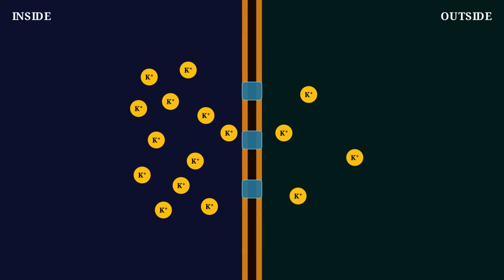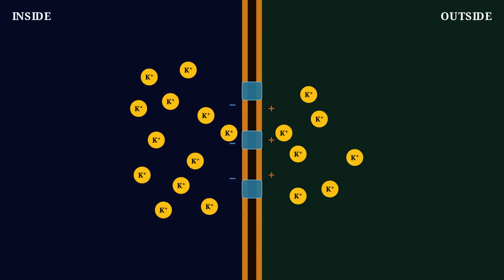But it carries a positive charge, and that changes everything, because now every potassium that leaves the cell also carries a positive charge with it. So as ions move out, the inside of the cell becomes more negative, while the outside becomes more positive. That ion movement doesn't just reduce the concentration difference, it also creates a voltage across the membrane.